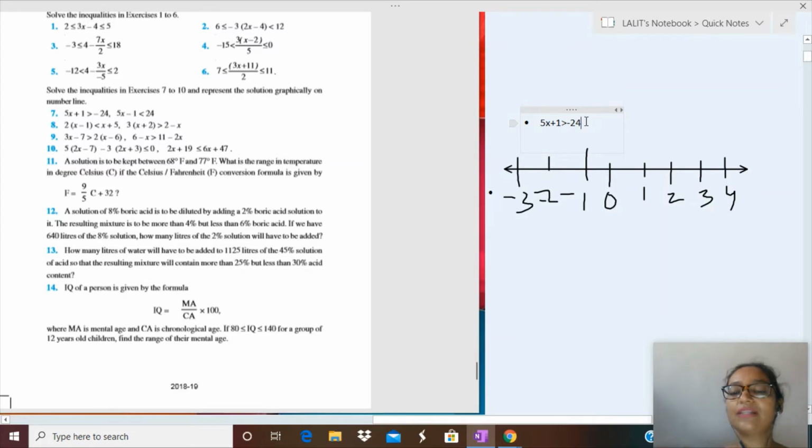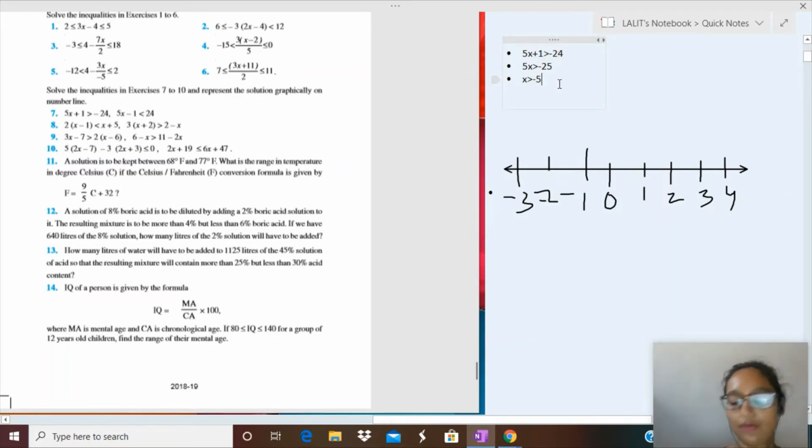So if I solve this particular question further, now let's see what we will get over here. So 5x plus 1 greater than minus 24. So what I'll do next, I'll just write 1 to the other side. So it will give me 5x greater than minus 25, right? Then solving it further will give me x. I have to divide by 5. So it will give me minus 5, right? So I've got this answer as x is greater than minus 5, right? So this is for the first part.